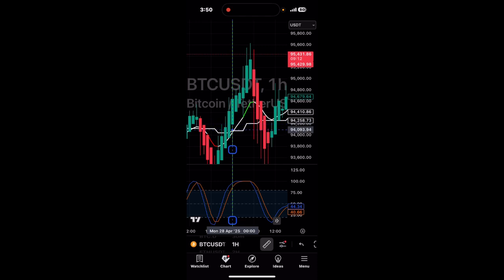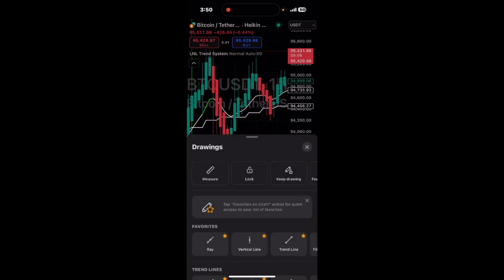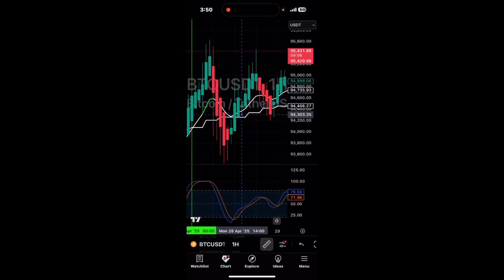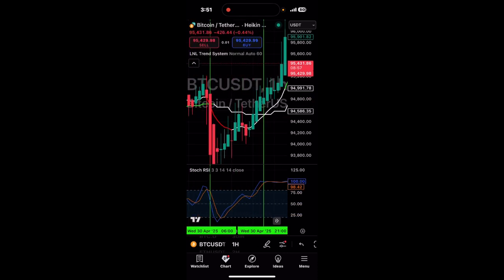Trend's going up here. If you miss that, you want to focus on the trend going up, which is right here. So you would have made that would have been profit. So that's really how you do it.